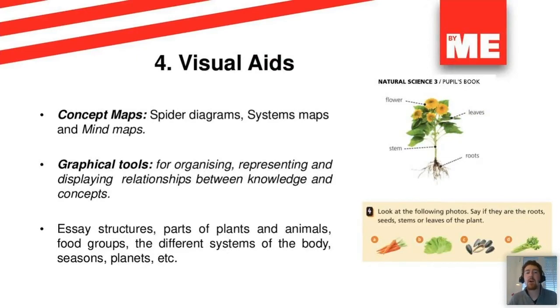Concept maps. Now, concept maps include spider diagrams, system maps, mind maps, etc. We can also use different graphical tools for organizing, representing and displaying relationships between knowledge and concepts. So here, for example, on the picture, we've got the roots. And now we can link roots with, for example, the different types of vegetables which are considered roots, like a carrot. They can make this connection.